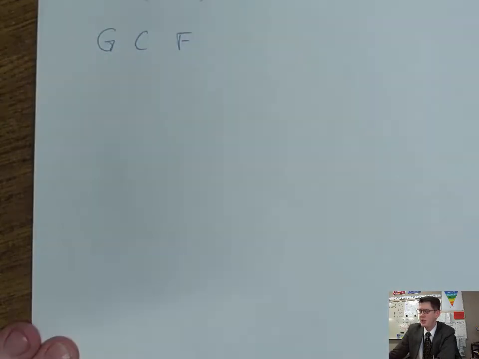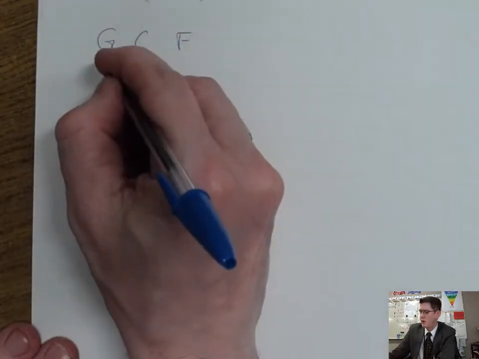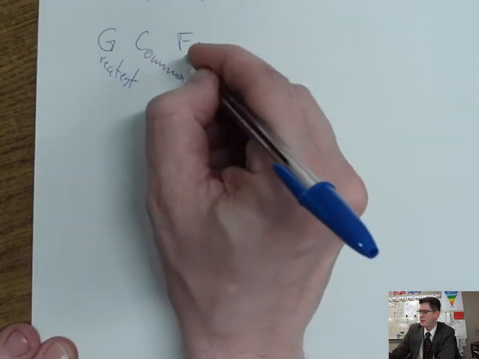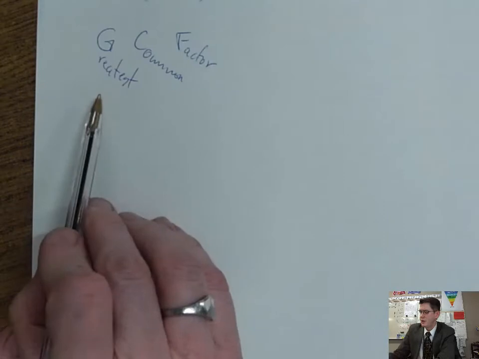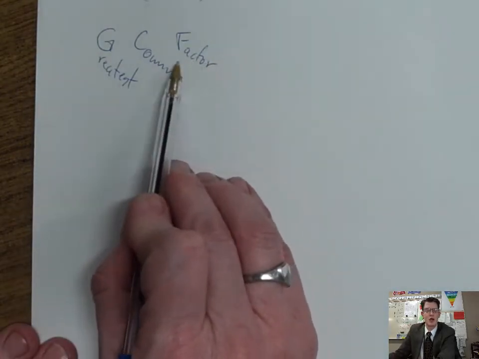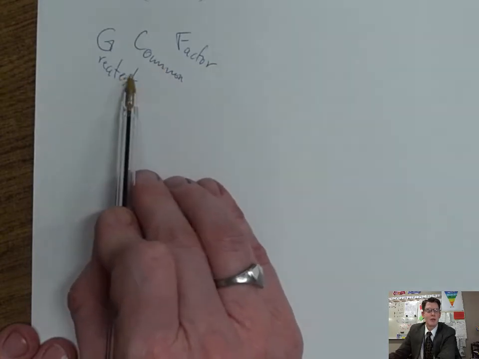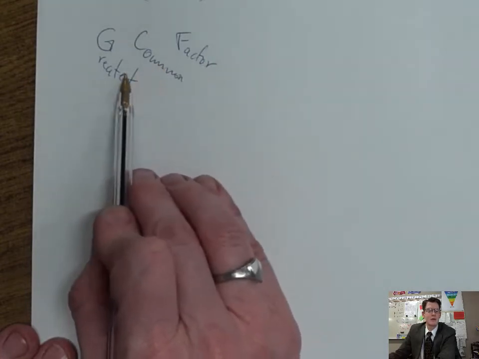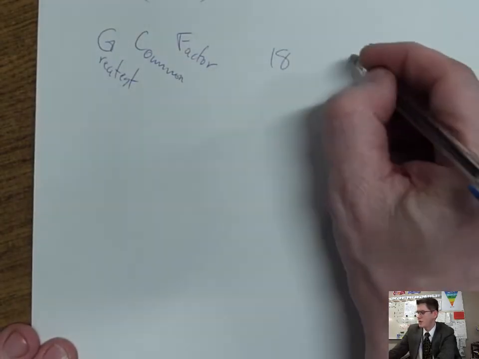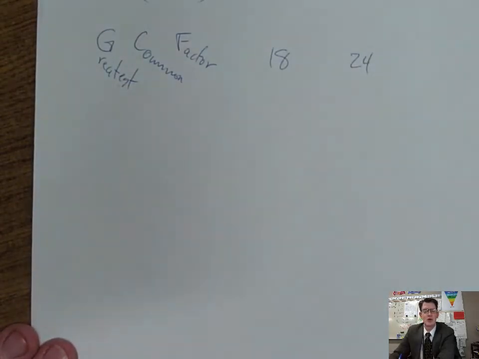The GCF, you've talked about this before. It's the greatest common factor. What is the biggest number that goes into, that's the factor, that goes into all the numbers? The greatest number that goes into all of them is what it means. So what's the greatest common factor of 18 and 24?